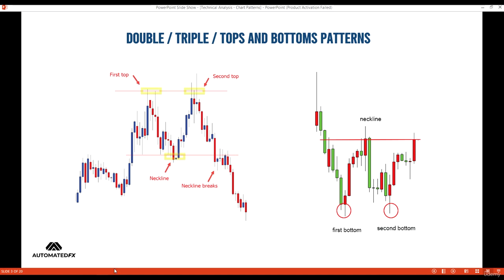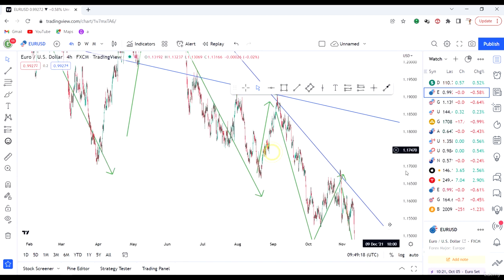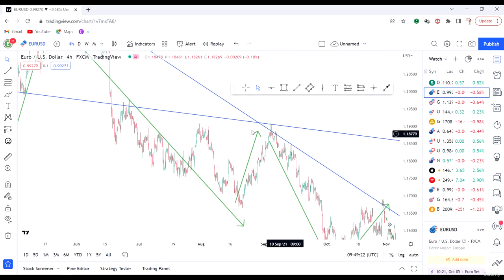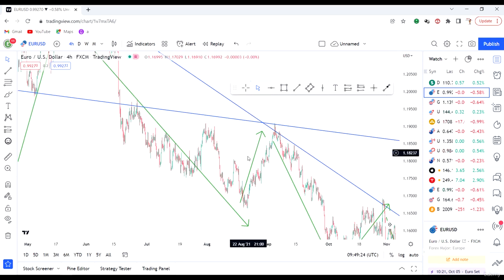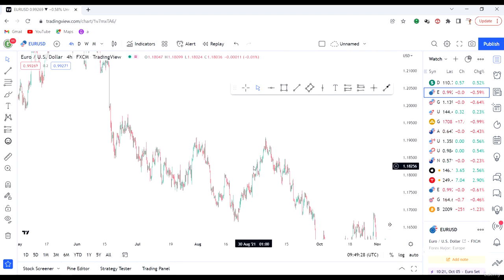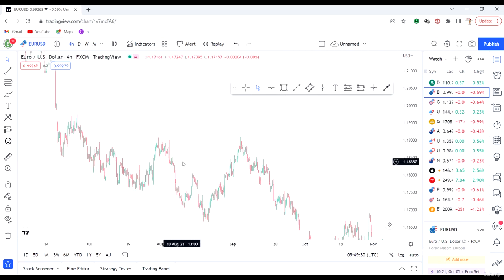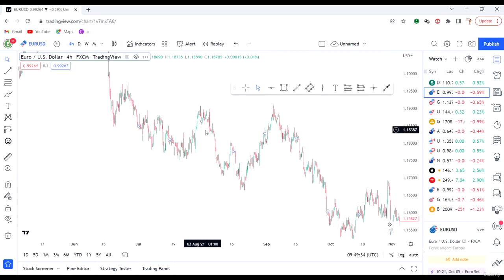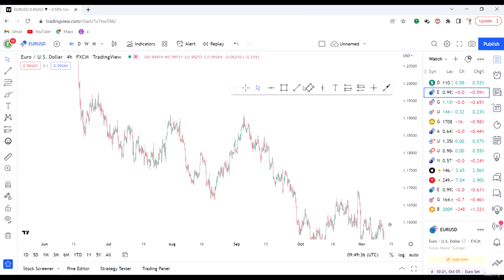Now we're going to look at live examples on TradingView of how the double top and double bottom will play out. Now I can see one. Let's just delete all the drawings we have, so we can see the chart clearly. From here I can see a double top. I'll just use my tool here.